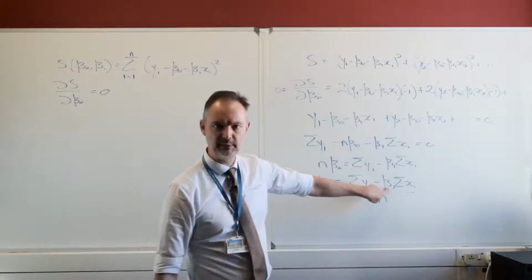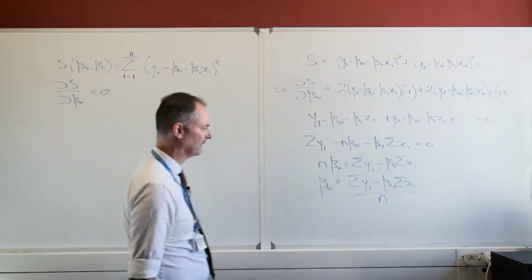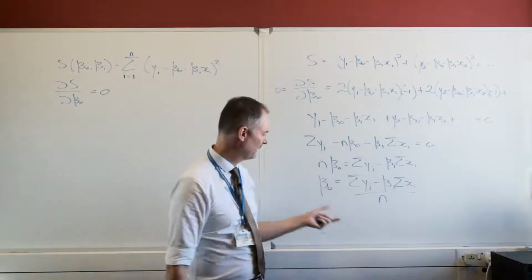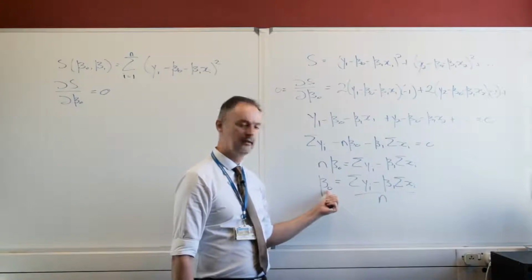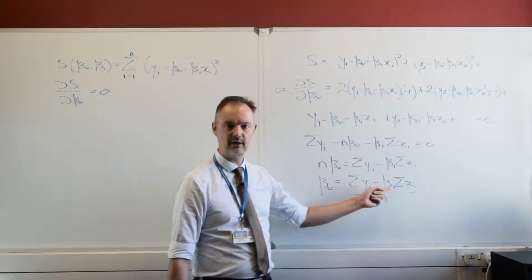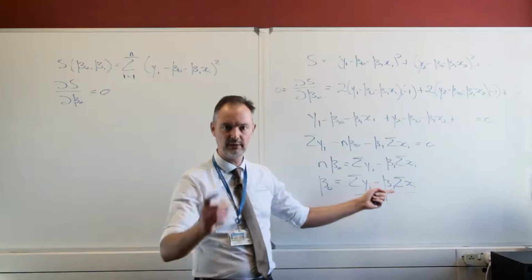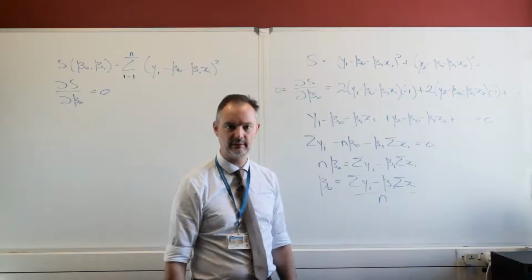It unfortunately has beta sub 1 in it, but what I can do is take the partial derivative with respect to beta sub 1, and I'm going to get another equation which also contains both of these, and I can take my beta sub 0 and put that in place of the beta sub 0 in that equation. I'm going to clean the board and I'll show you how to do the partial derivative with respect to beta sub 1.